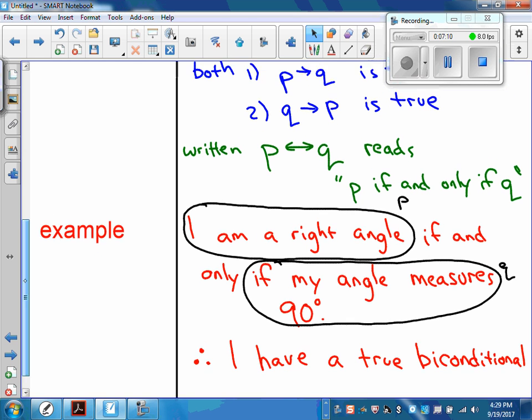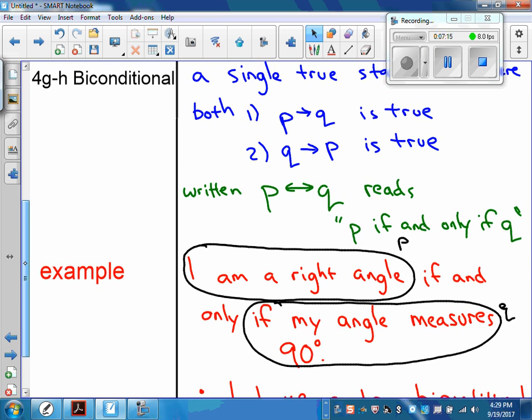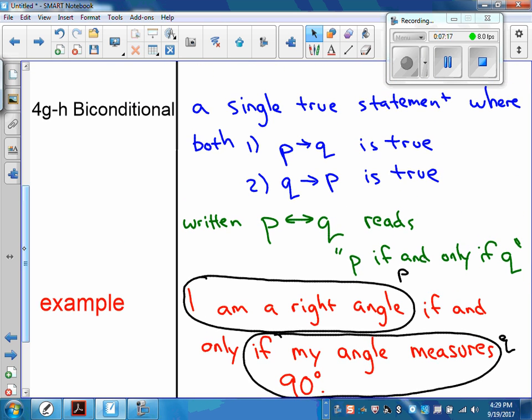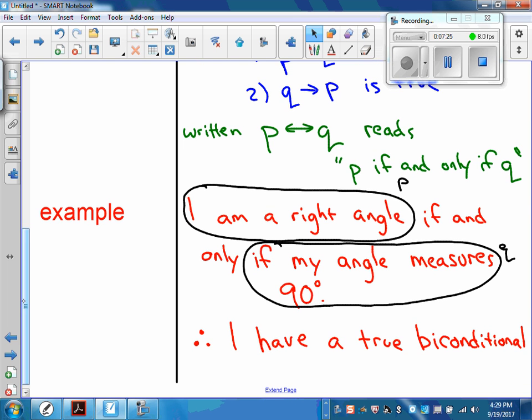Looking at this, a single true statement where both P implies Q is true and Q implies P is true, that is true in this case. We can switch P and Q: if Q, then P; if P, then Q. Both hold true, therefore we have a true biconditional statement. And that pretty much does it for notes on topic 4.